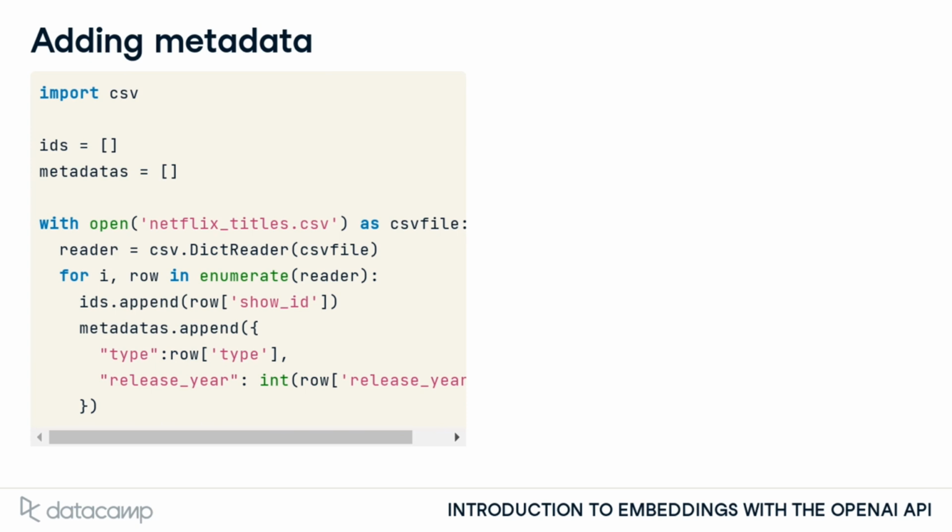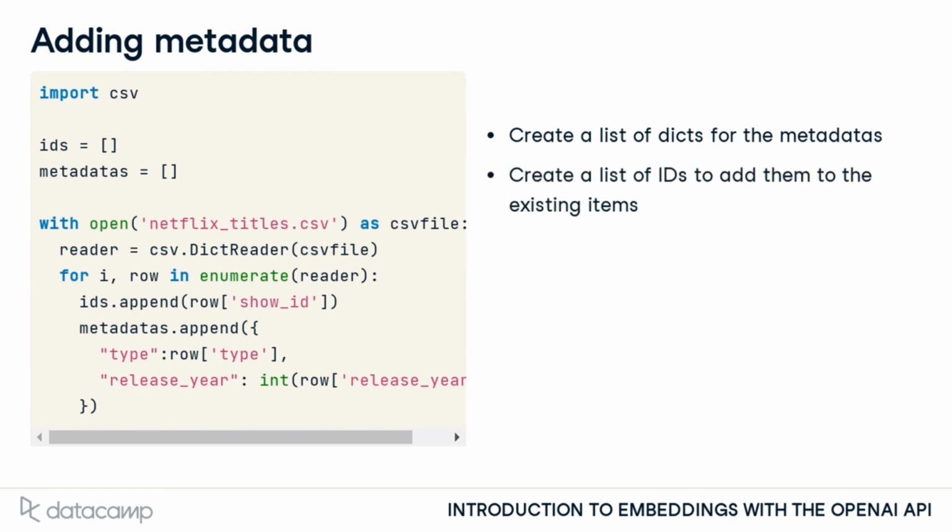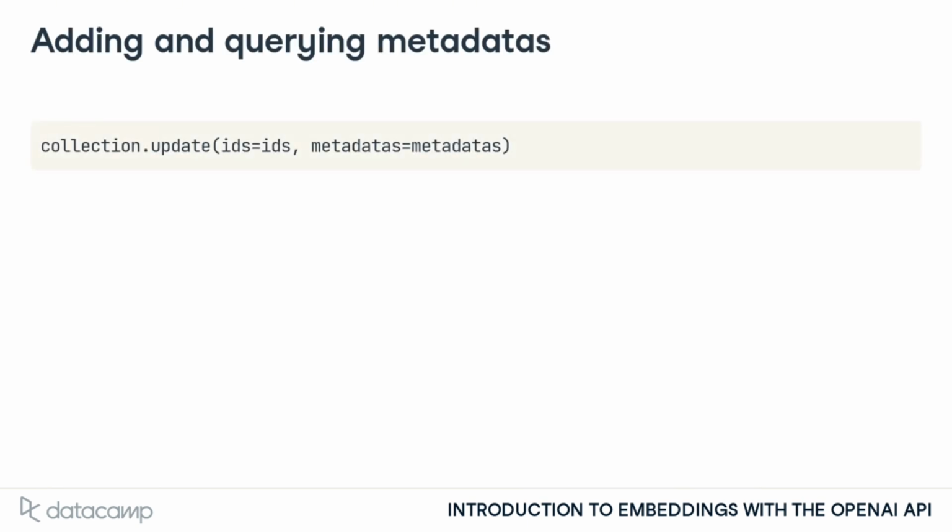We've edited the code to load the CSV by creating a list to store the metadatas and populating it with the type and release year from each row of the file, stored together in a dictionary. Like before, we also create a list of IDs so we can add the metadatas to the existing items. We can update the items with their metadatas using the update method, this time specifying the metadatas argument.